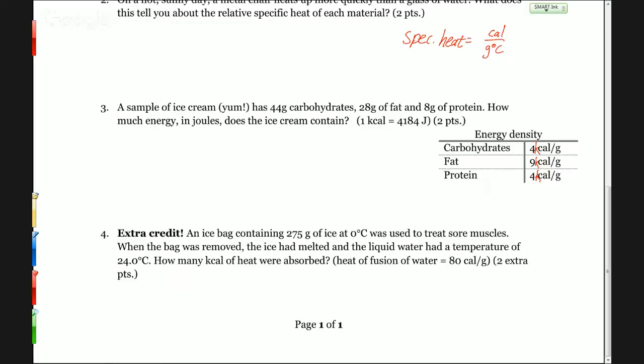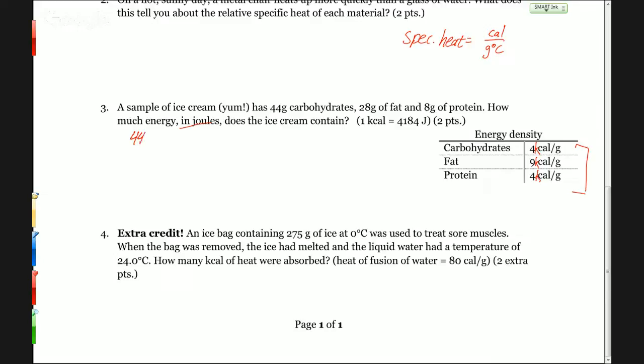But anyway, we have to multiply each of those by the energy density to get the total calories and then add it all up. Then the question asks for the answer in joules, so we have to convert it. Now, it doesn't matter what step you do when. You could actually convert all 3 of these into joules first and then do the multiplication and the addition. You could multiply first and then convert to joules and then add the joules together, or you could do everything and then convert to joules at the end. You should all get the same answer every time, every way. So I'm going to do everything first and then do the conversion at the end.